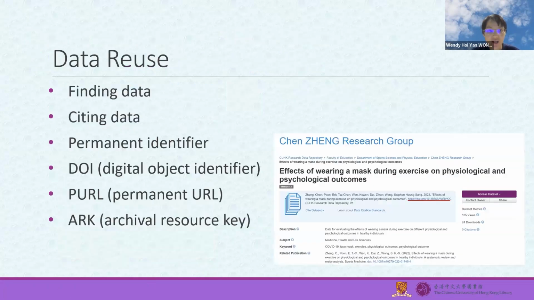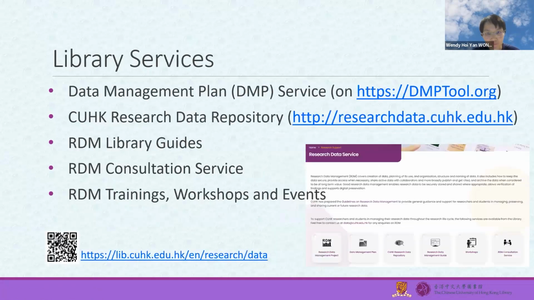Data reuse allows others to reuse your data, find your data, and cite your data. So these permanent identifiers, for example, DOI, the permanent URL, and the Archival Resource Key are some identifiers for others to cite your data. And that's all for what I would like to share about understanding research data management.